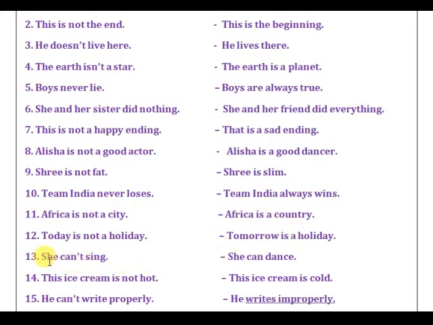The next is "She can't sing." So the positive or affirmative sentence is "She can dance." The next is "This ice cream is not hot." That means this ice cream is cold. Now moving on to the 15th one, "He can't write properly." The answer to this is "He writes improperly."